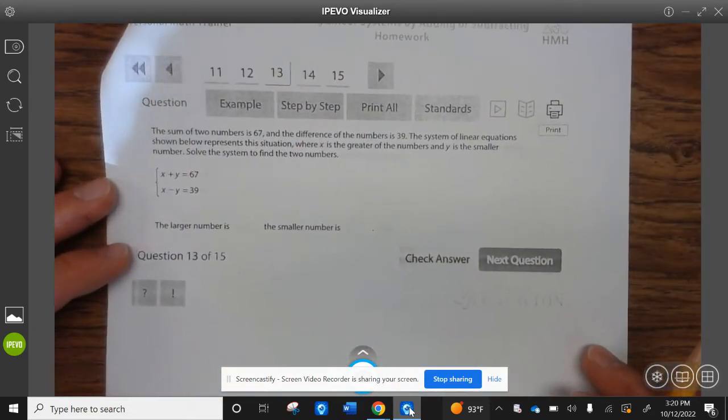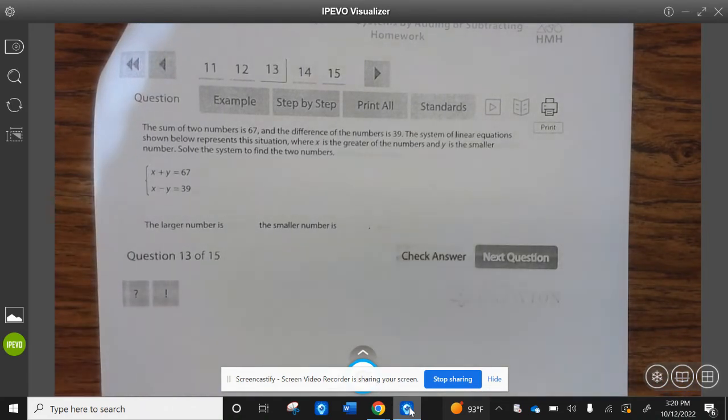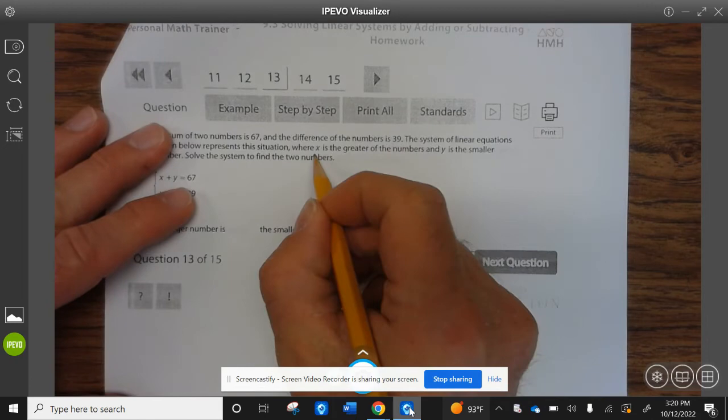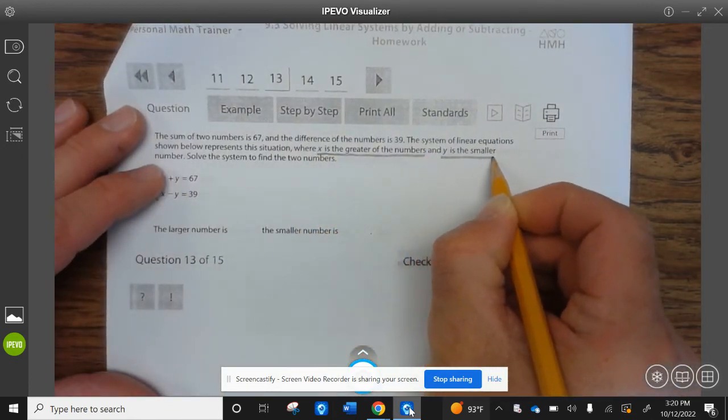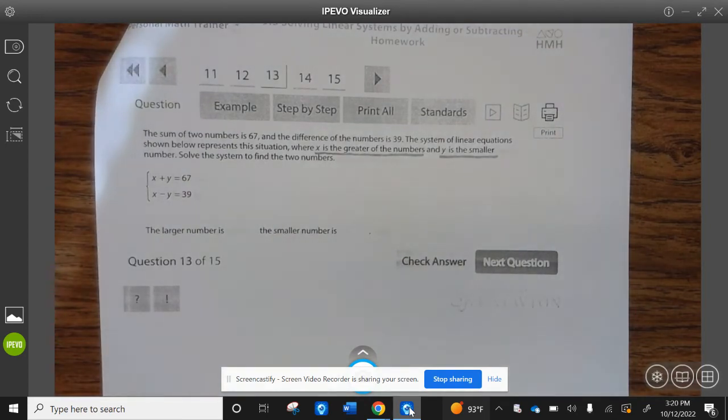All right. The sum of two numbers is 67, and the difference of the numbers is 39. The system of linear equations shown below represents the situation where x is the greater of the numbers. So let's underline that. X is the greater of the numbers, and y is the smaller number. So solve the system of equations.